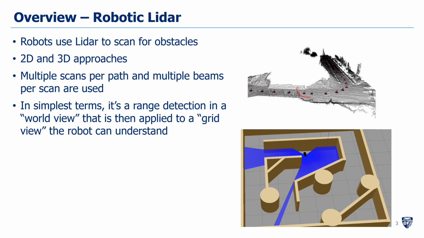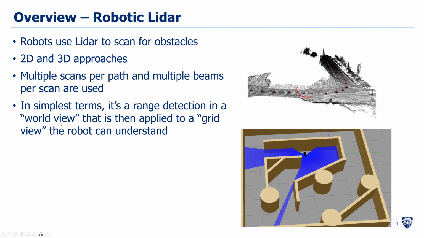So getting into more of an overview of robotic LiDAR, it's really just how robots scan for obstacles. That stands for light detection and ranging. If you're familiar with radar, that's just radio detection and ranging. It's pretty similar, just a little bit more applicable for objects and robotics. There's 2D and 3D approaches, so you can see the map over here on the top right is a 3D approach of a road, and you get pretty high fidelity, you can see.